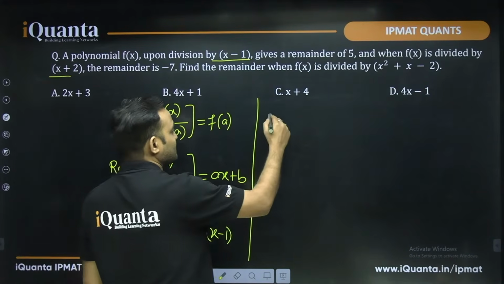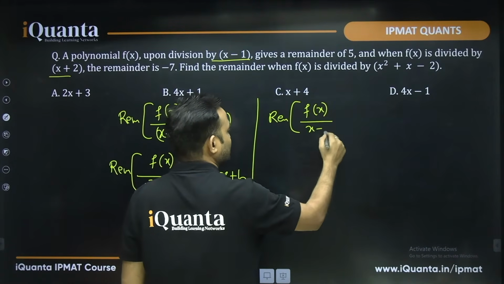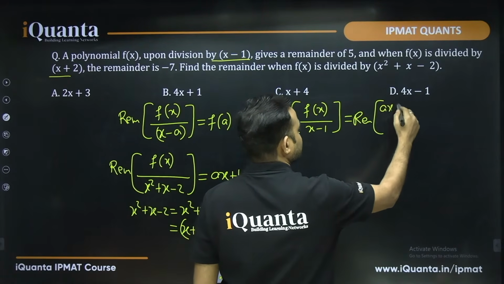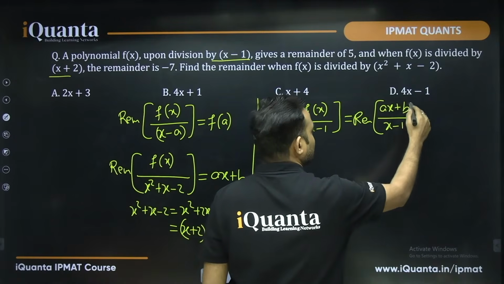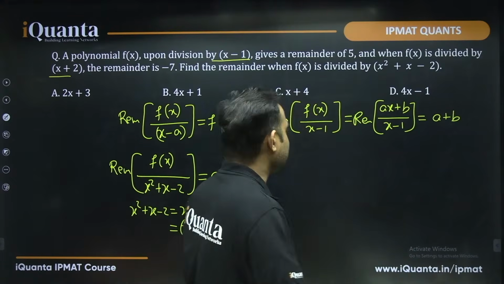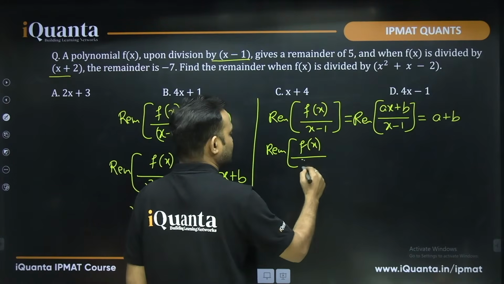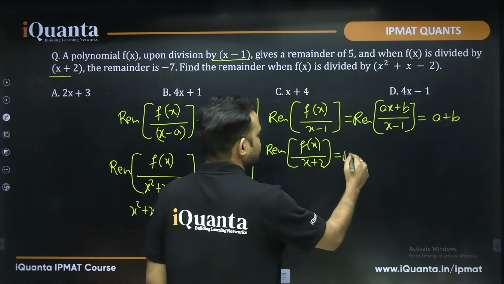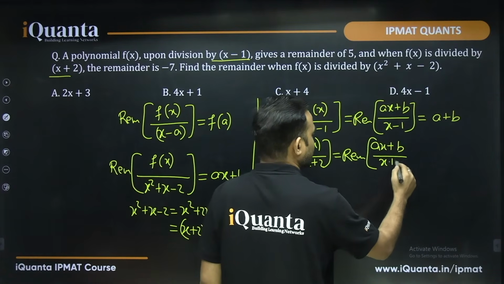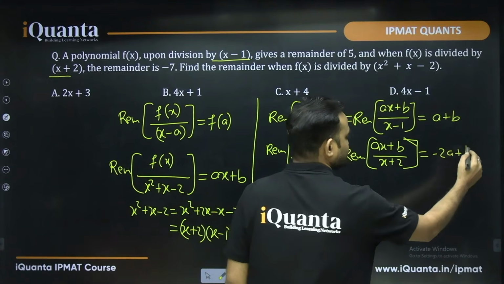So what we can say, the remainder when f(x) is divided by x minus 1 will be the same as the remainder when ax plus b is divided by x minus 1, and that will be equal to a plus b, right? And similarly, the remainder when f(x) is divided by x plus 2 will be the same as the remainder when ax plus b is divided by x plus 2, meaning putting x equal to minus 2, so minus 2a plus b.